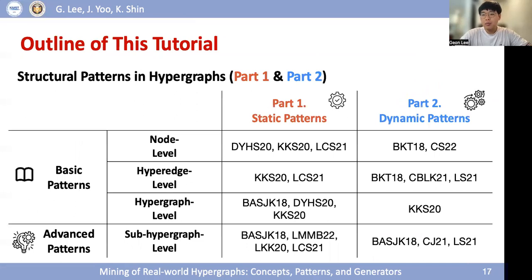So the outline of part 1 and 2 is as in the table. 12 and 9 patterns will be covered for static and dynamic patterns respectively. And for each part, we divide the patterns into basic and advanced patterns based on their structural levels. So specifically, node, hyperedge, and hypergraph level patterns will be basic patterns, and sub-hypergraph level patterns will be advanced patterns.